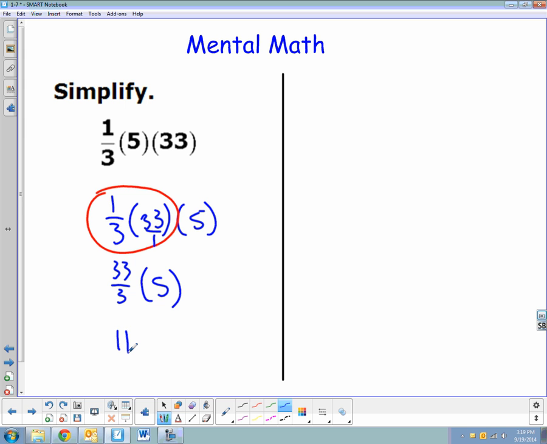And so with some mental math, we can see that if we flip-flop 33 and 5, if we use that commutative property to flip those around, 1/3 of 33, if you break 33 into thirds, if you break it into 3 parts, you're going to get 11. And 11 times 5 is a lot easier to do in your head than 1/3 times 5. So 11 times 5, 55.